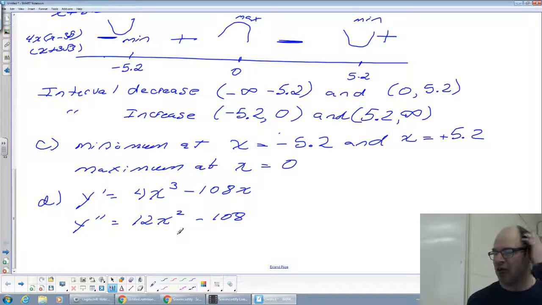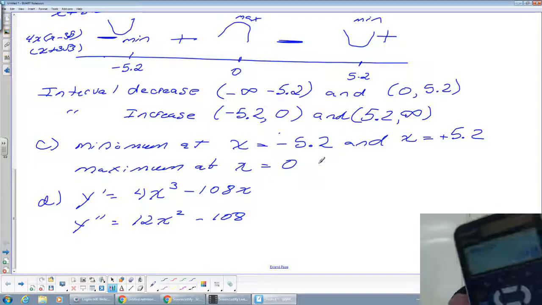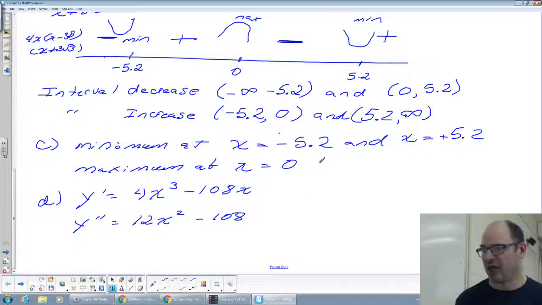Now if we want to check whether these are maxes or mins, this is an easy way with the second derivative. If we put a 0 in for x, we get negative 108, so that indeed is a maximum. If we put negative 5.2 in for x, you should get a positive number. So 5.2 squared is 27.04, times 12 is about 324, and if I subtract 108 from that, it's a positive number. So indeed, these are correct.